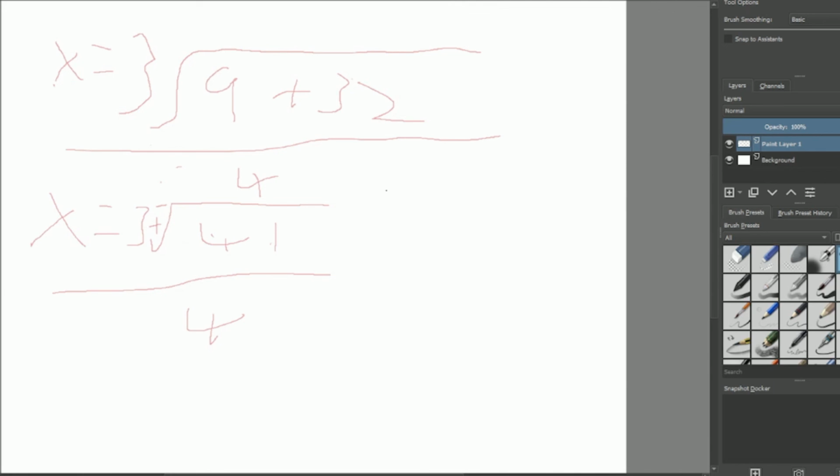So the positive one will be 4.6. This is rounded, by the way. And the negative one will be 1.3. And that is how you solve quadratic equations.